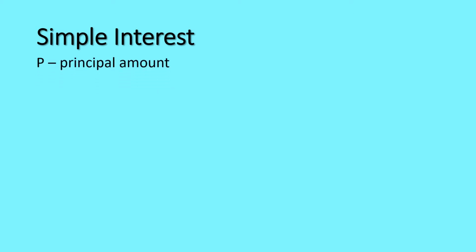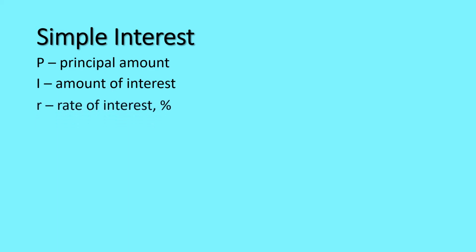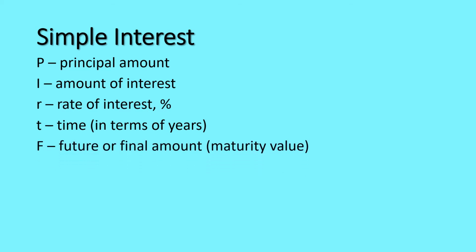So let us now discuss the variables that we will be encountering here in simple interest. So P is the principal amount, so it is the amount borrowed or invested. I is for the amount of the interest. Small r is for the rate of interest expressed in percent or percentage. And T is for time, where it is in terms of years. So F is also our future or final amount, or also sometimes called as maturity value.